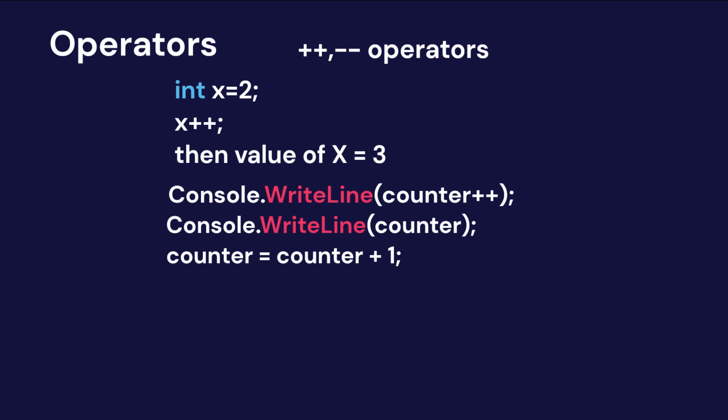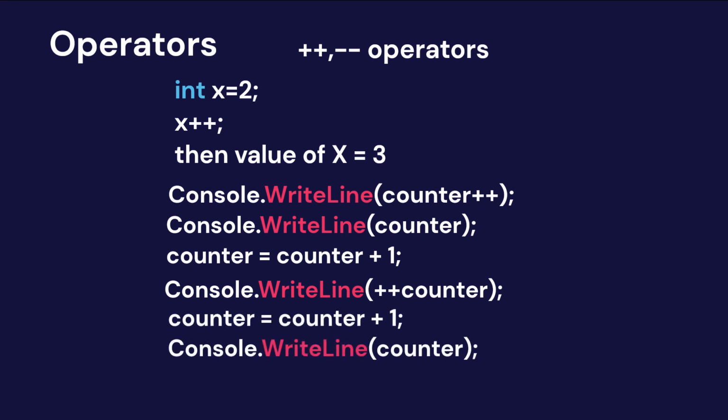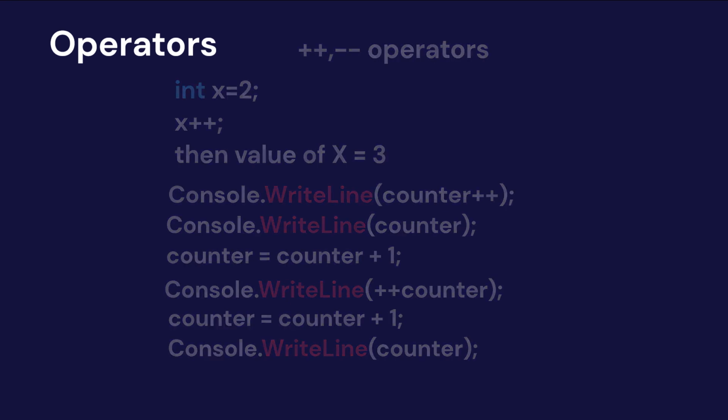On the other hand, if we write Console.WriteLine(++counter), the program first increments counter by 1 before printing the new value of counter. In other words, it executes the tasks in this order. counter = counter + 1. Console.WriteLine(counter). In addition to the ++ operator, we also have the -- operator, 2 minus signs. This operator decreases the value of the variable by 1.